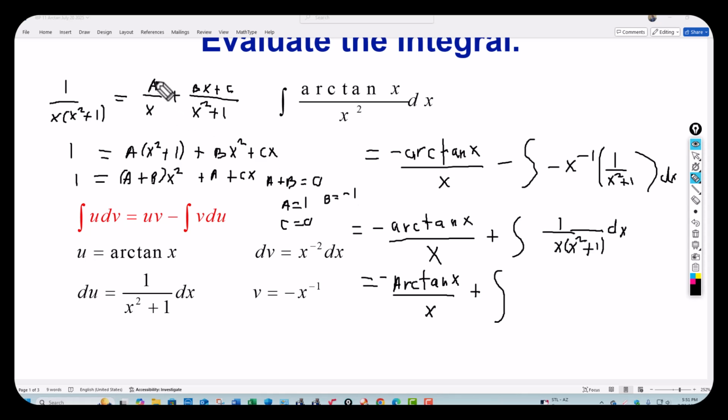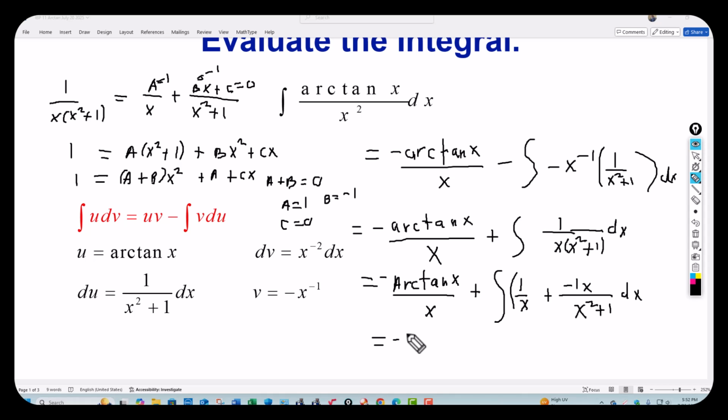We know the a is equal to 1 here. C goes to 0. And the b is negative 1. So this one simplifies to a is 1, so this will be 1 over x plus. So for this next one, c is 0, b is negative 1, so I get negative 1 x over x squared plus 1 dx. So we just have to finish this integration here.